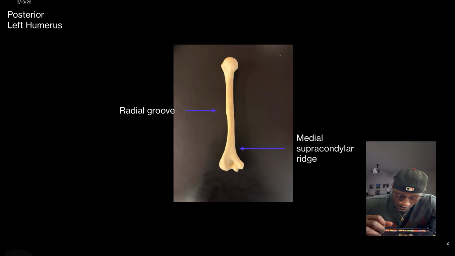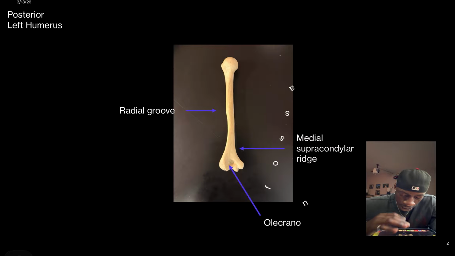Medial supracondylar ridge. This is the medial supracondylar ridge. And the reason it's supra is because it's on top. It's a little bit bigger than the one on the other one. The one on the other one is a lateral supracondylar ridge, but this one is medial. And then that fossa right there is the olecranon fossa. This big depression, big hole right there.